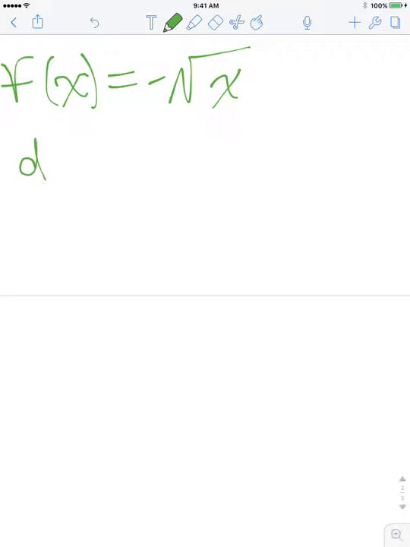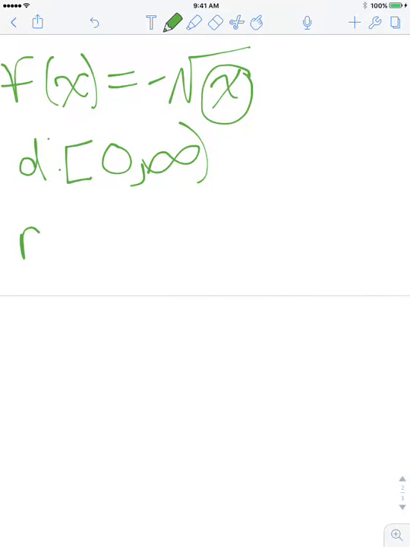Okay, domain. Well, what can I plug in inside the square root? Because that's where the x is. What can I plug in inside? Well, I can plug in any positive value, including 0. So from 0 to positive infinity, that's going to be my domain. My range. What are all the y values? Well, take a look here. There's a negative outside. So no matter what I plug in for x, my final answer will be negative.